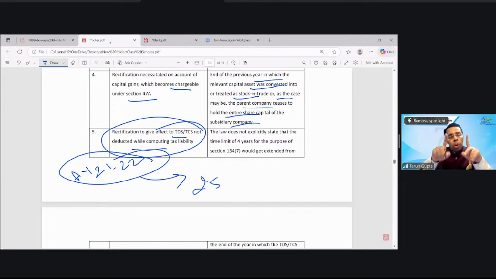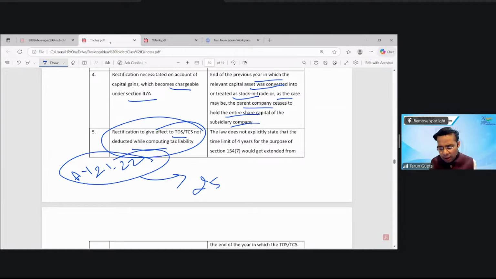Okay. So the ICAI module says, since this condition is contained in section 155, which provides for rectification, in a sense, section 155 is extending the period of 4 years. If I take the first view, where I am applying the 4 years which was there in section 154 itself, then there was no need to include these circumstances in section 155. If I take the view that the 4 years has to be seen from the original order, then it was there in 154 as well.